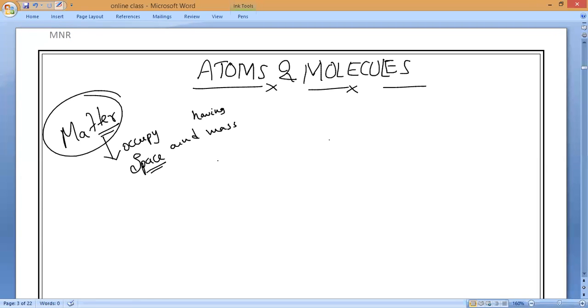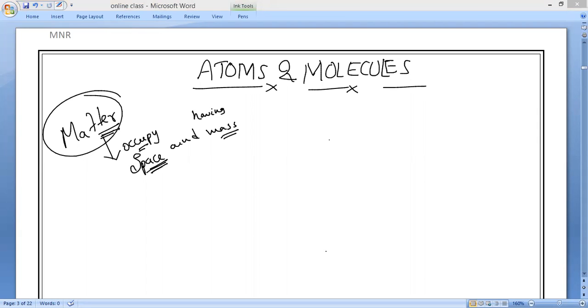So that is what we studied. Is it true? All of you? Matter means any substance which occupies space and has mass. So now if you look into our surroundings, we see a large number of matter or substances which have space and also have mass.